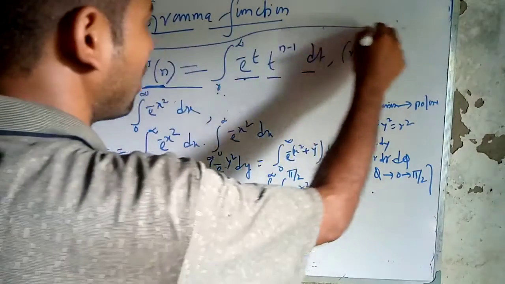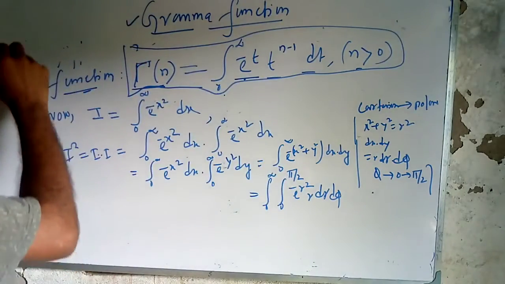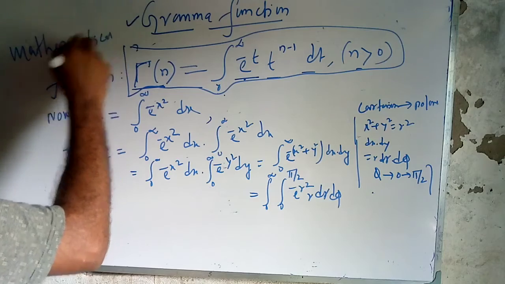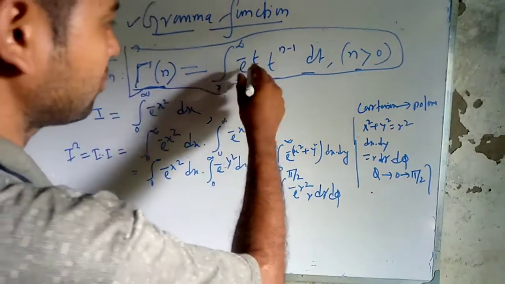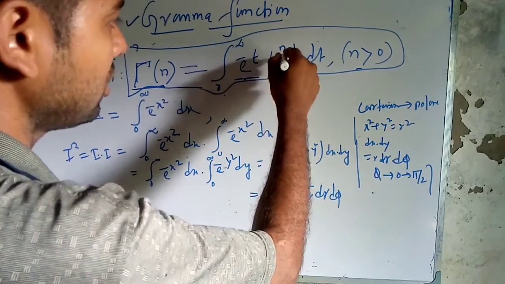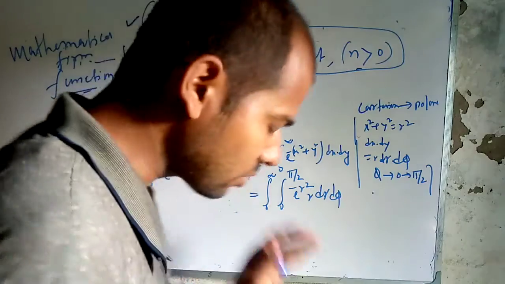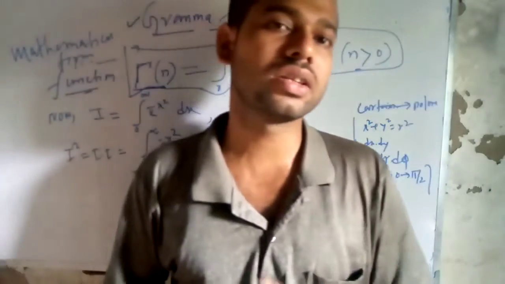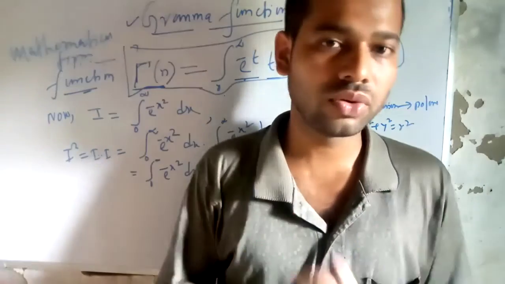This is the mathematical form of the gamma function: gamma of n equals the integral from 0 to infinity of e to the minus t, t to the n minus 1, dt. And to calculate the gamma function of any system, some important integrals or parameters must be known beforehand.